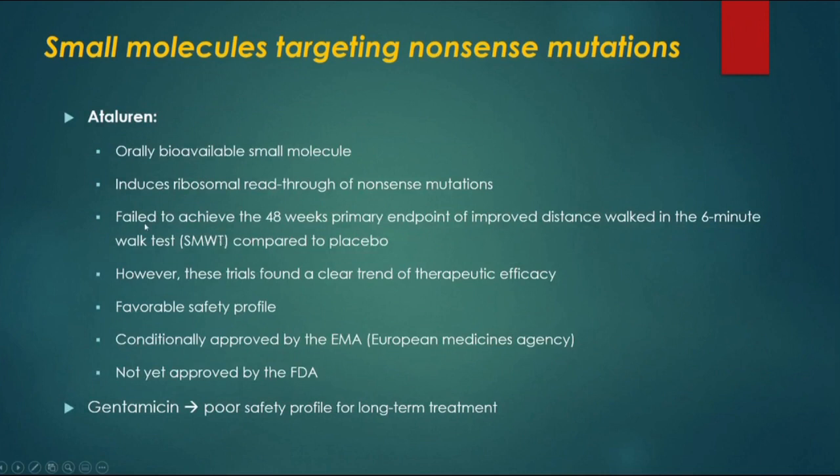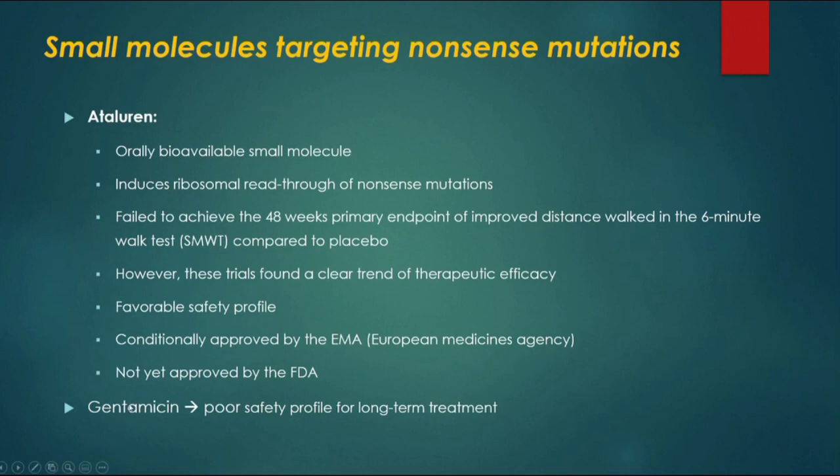However, Ataluren failed to achieve the 48-week primary endpoint of improved distance walked in the 6-minute walk test compared to placebo. However, all these trials had found a clear trend of therapeutic efficacy, and that led to conditional approval by EMA, or European Medicines Agency. However, it's not yet approved by FDA.